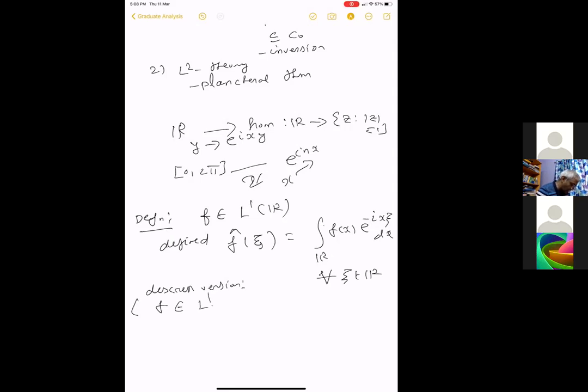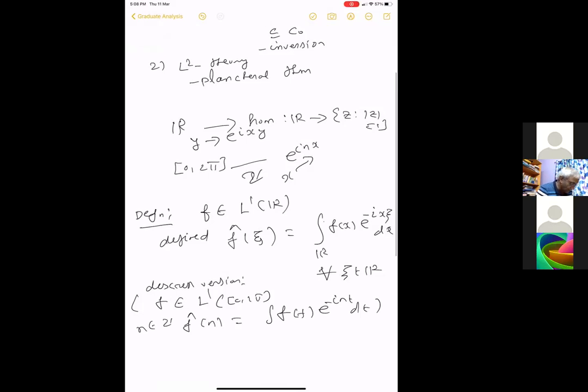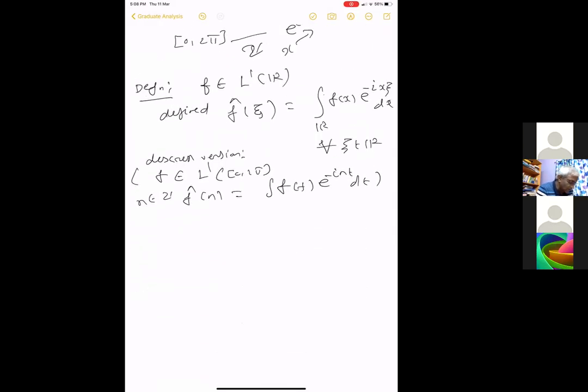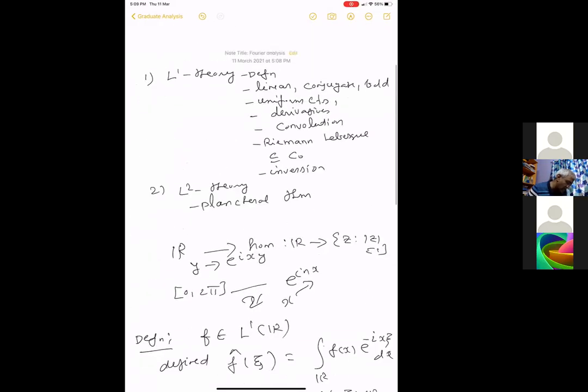If you have a function f in L1 of some interval 0 to pi, then f hat of n for n in Z is equal to, again, the integral of f of t e to the power of minus int dt. Okay, so this is the discrete version. We are going to study the continuous version, that is, for the whole real line. That's what we want to study with this. So this is the definition I have made.